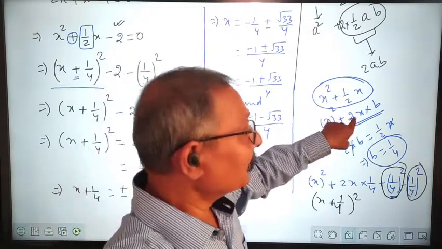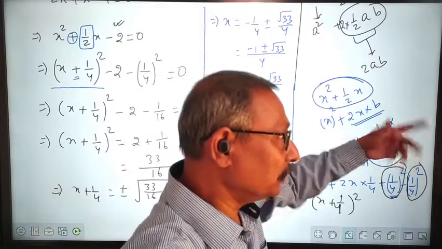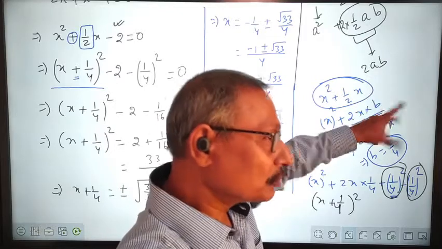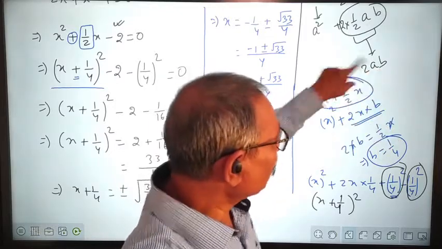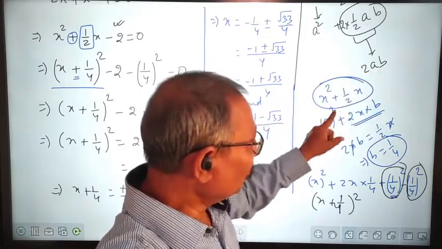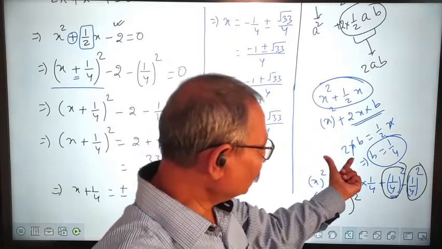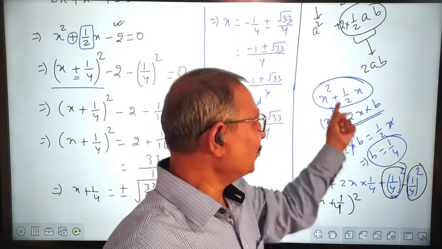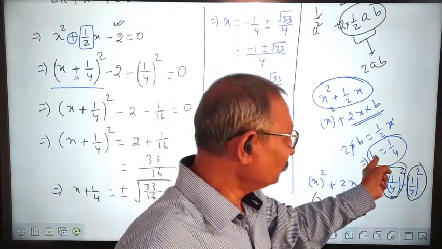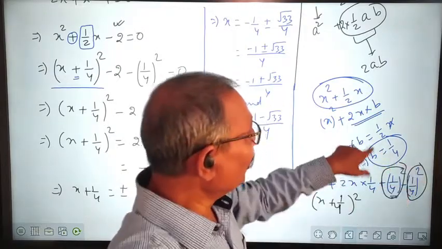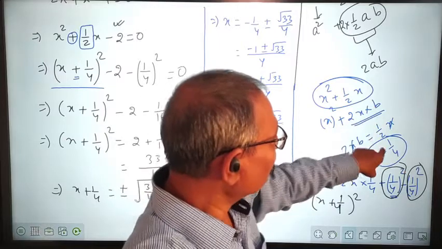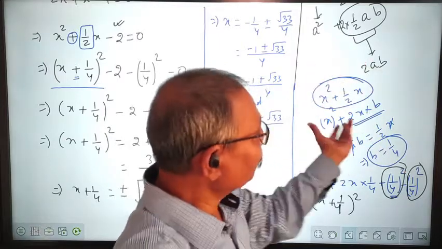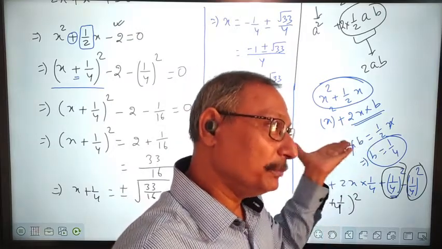But we should write here 2ab. So 2a into b. But what should be the value of b so that the product will be equal to half x? We can solve that by using this relation. If we consider 2x into b as 1 by 2x, then b must be equal to 1 by 4. So in place of b, if we put 1 by 4, then the product will be equal to 1 by 2x and it will be in the form of 2ab.